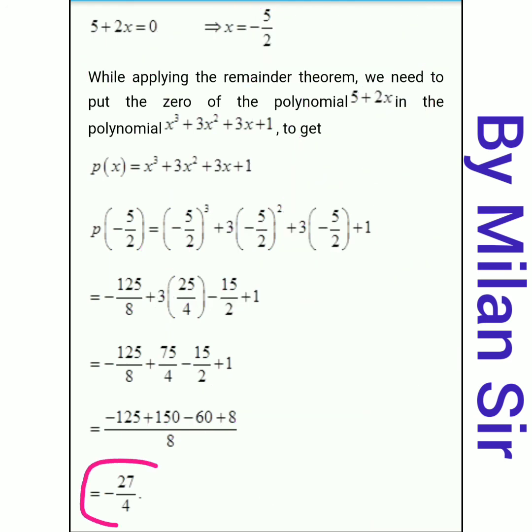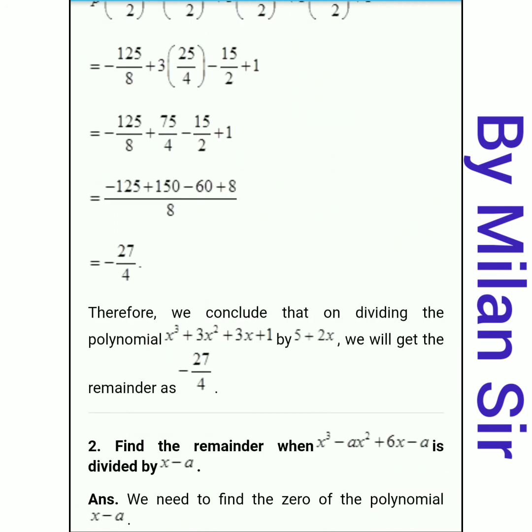Okay, this is our remainder. So at last we need to write: we conclude that on dividing the polynomial by 5 plus 2x, we will get the remainder as minus 27 by 8. So if we want to find the remainder, what we need to do is take g of x equal to 0, find the value of x from that, and put that value in our P of x. We will get the remainder.